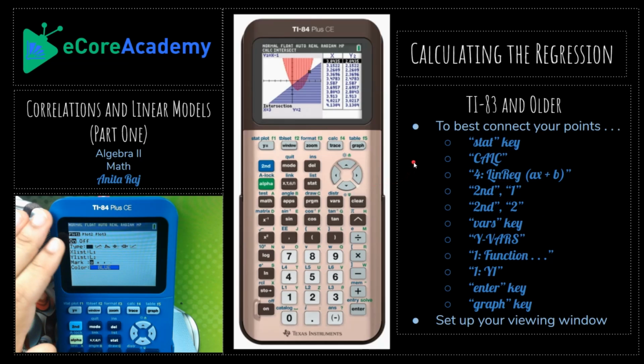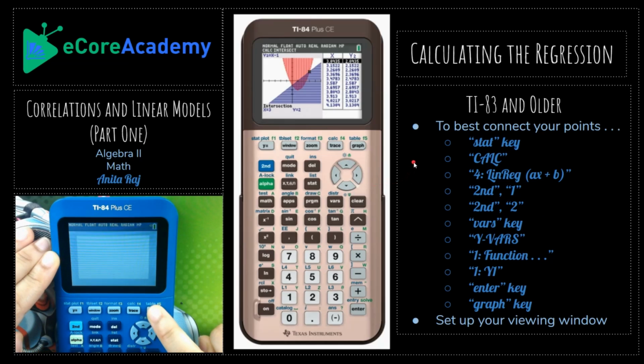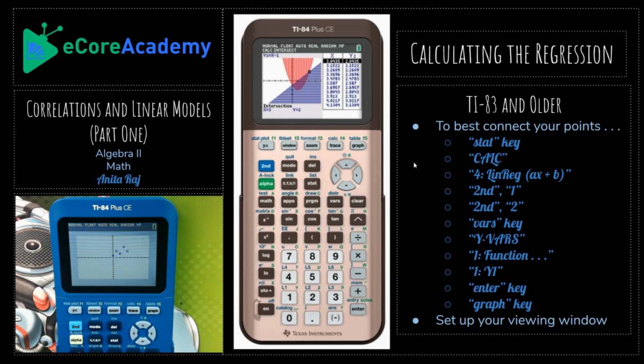So now we want to first graph our points. If I hit graph, you see my 5 points are graphed right now. Now I want to calculate the regression, as in the line of best fit that goes through these points the best. If you have a TI-83 or older, you want to use the instructions I have up on the screen right now. You're going to calculate the linear regression because you want to best connect your points and make that prediction of a line of best fit.